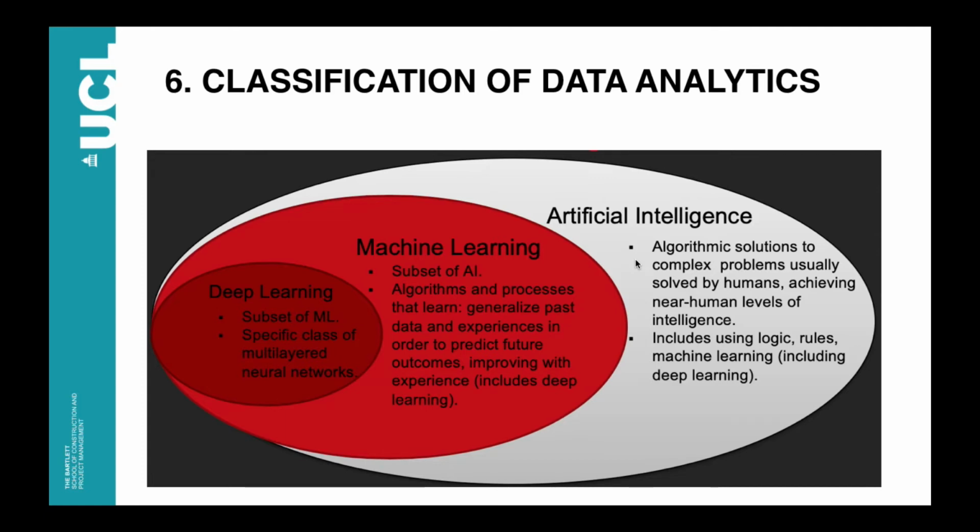Within artificial intelligence, we can distinguish machine learning, which is basically a subset of artificial intelligence. Machine learning consists of algorithms and processes that have the ability to learn. By using past data and experiences, they are able to predict outcomes and improve the processes. And finally, deep learning is a subset of machine learning, which is basically a specific class that uses multilayered neural networks.